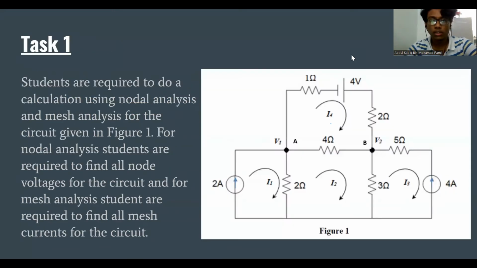So this is task 1. Students are required to do a calculation using nodal analysis and mesh analysis for the circuit given in figure 1. For nodal analysis, students are required to find all node voltages for the circuit, and for mesh analysis, students are required to find all mesh currents for the circuit.